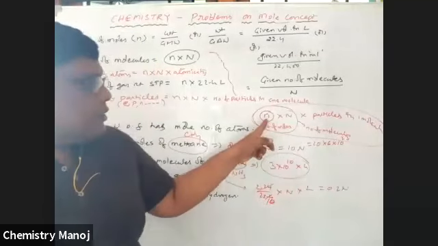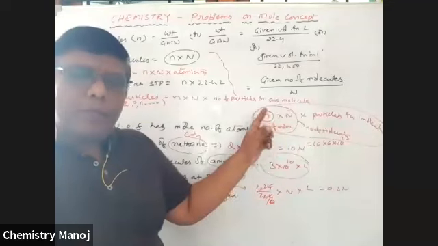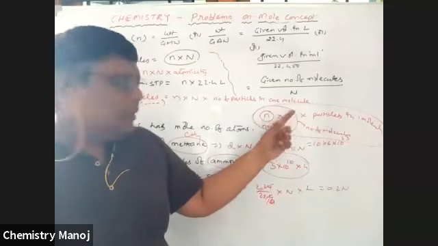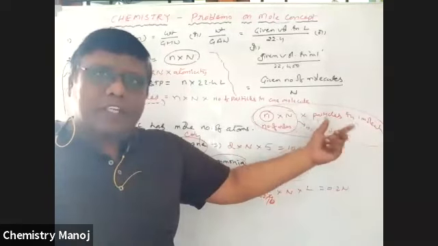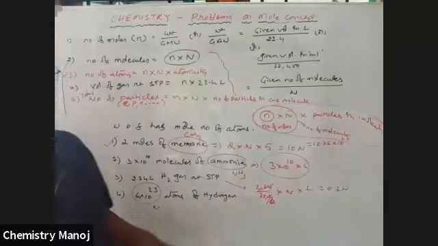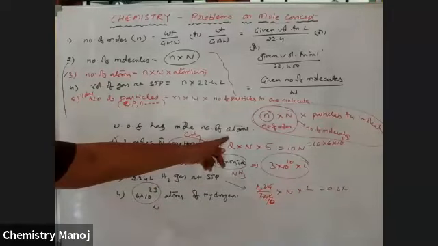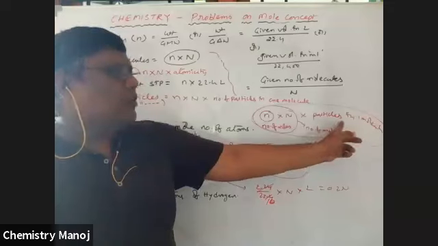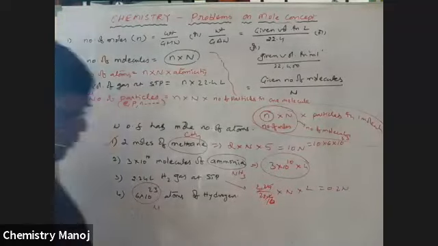Small n is the number of moles. Small n multiplied with capital N gives the number of molecules. If those are multiplied with the number of particles present in one molecule, whatever you want is calculated. This is very, very important. Here the number of atoms is given, so the number of atoms in one molecule is used here. Next, one more problem.